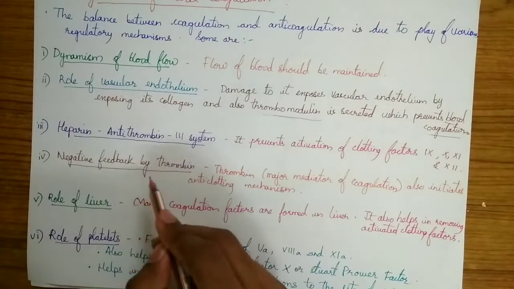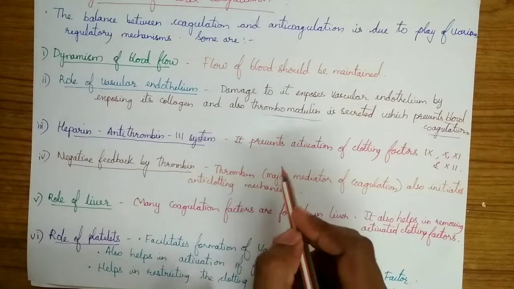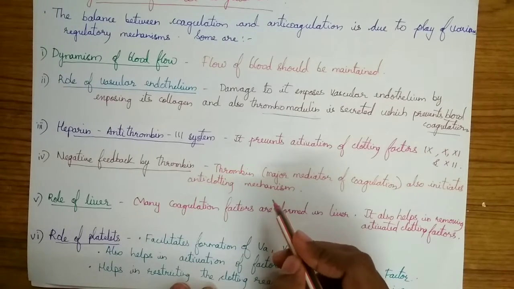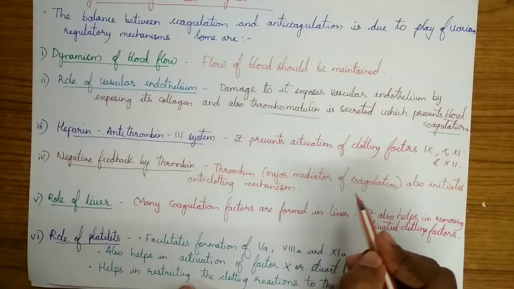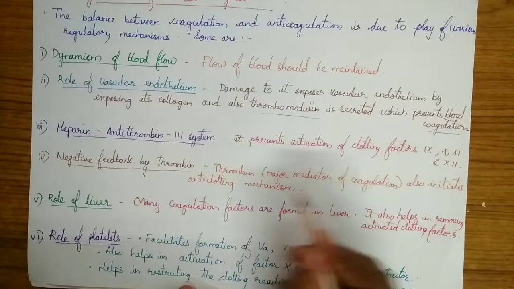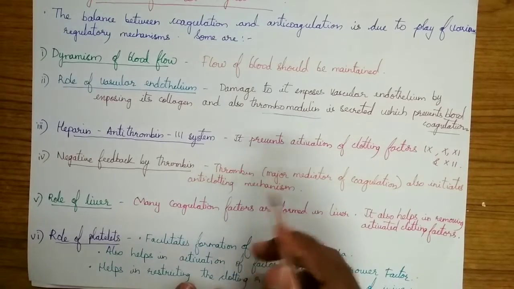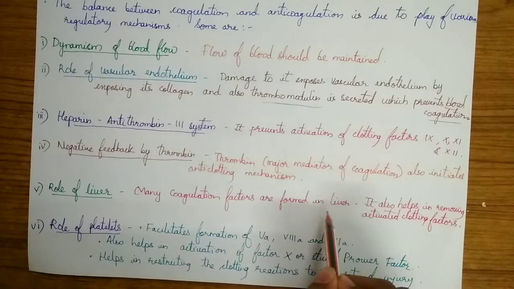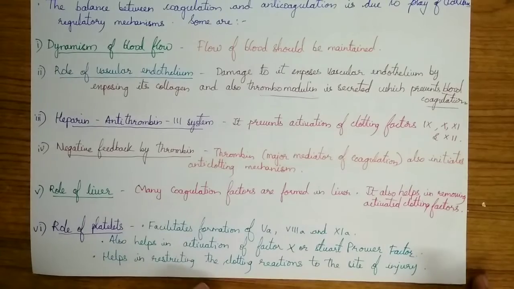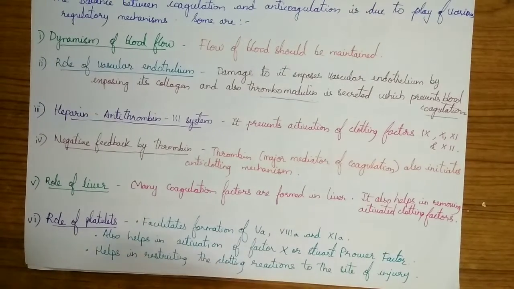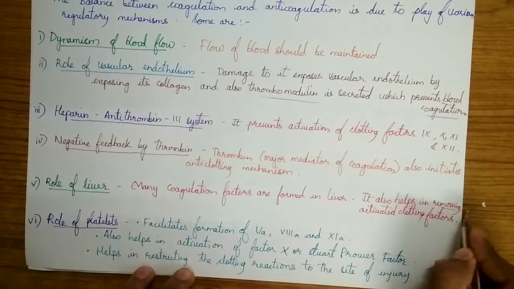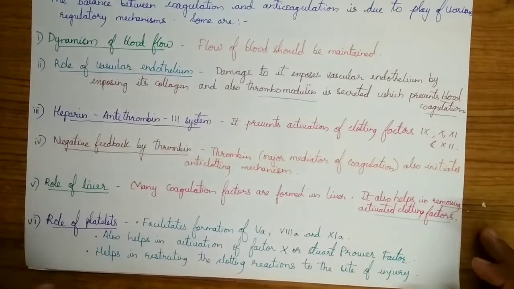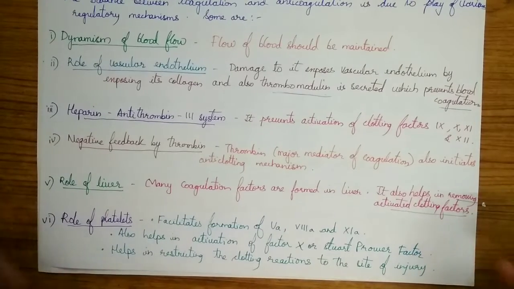The fourth one is negative feedback by thrombin. As I discussed, thrombin is both an anti-clotting factor and a clotting factor. So it is also a mediator of coagulation and also initiates the anti-clotting mechanism. So it's a balancing factor. The fifth is the role of liver. Many coagulation factors are formed in the liver. So whenever there is a disease of the liver, the clotting time will be increased. It also helps in removing activated clotting factors when there is excess of them. It prevents the intravascular clot formation.